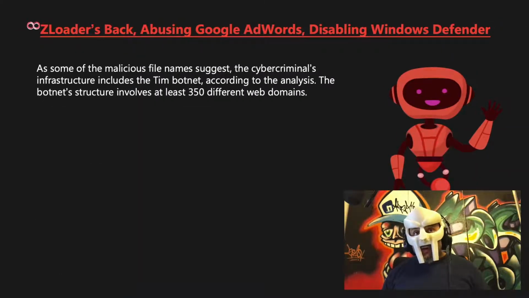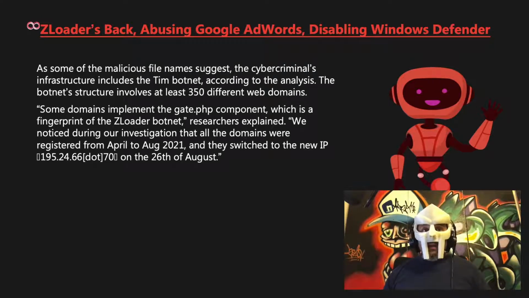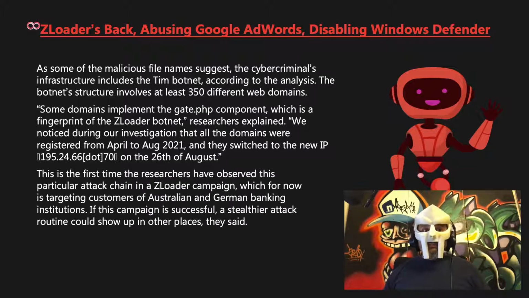As some of the malicious file names suggest, the cybercriminal's infrastructure includes now the TIM botnet, according to the analysis. The botnet structure involves at least 350 different web domains. Some domains implement the gate.php component, which is a fingerprint of the ZLoader botnet, researchers explain. We noticed during our investigation that all the domains were registered from April to August 2021, and they switched to the new IP 195.24.66.70 on the 26th of August.